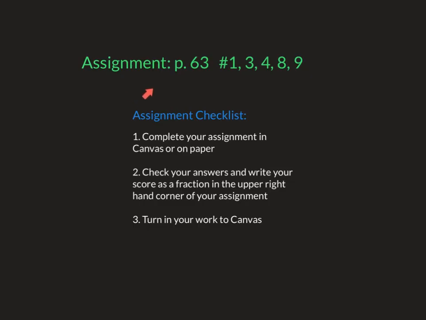So your assignment for today is page 63, numbers 1, 3, 4, 8, and 9.